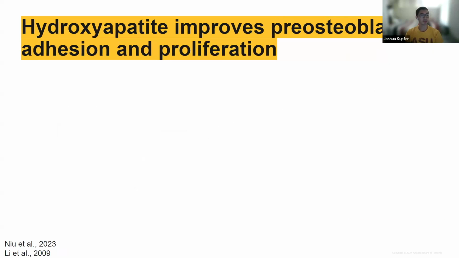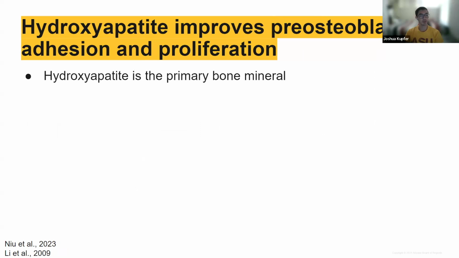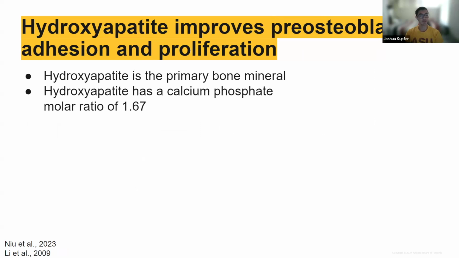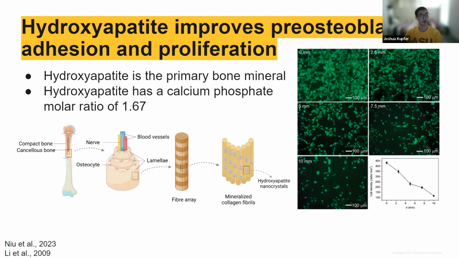Hydroxyapatite also plays an important role in bone tissue engineering. Hydroxyapatite is the primary mineral within bones and has a calcium phosphate molar ratio of 1.67. Hydroxyapatite has been shown to improve pre-osteoblast adhesion and proliferation.